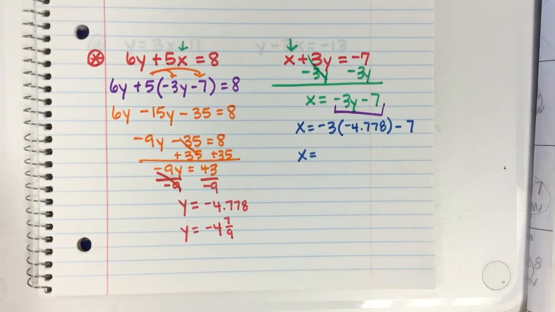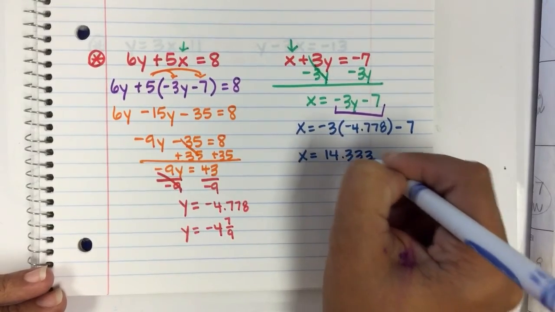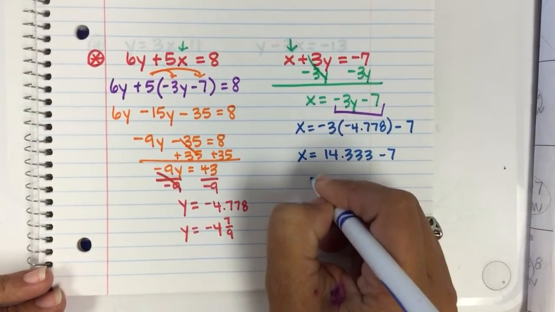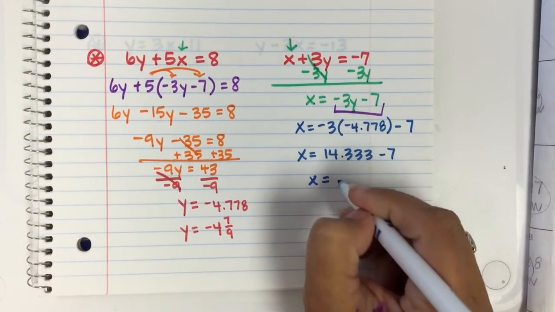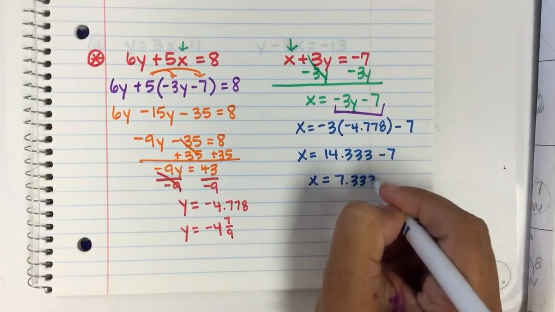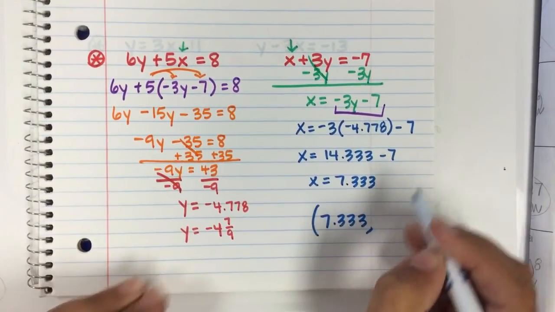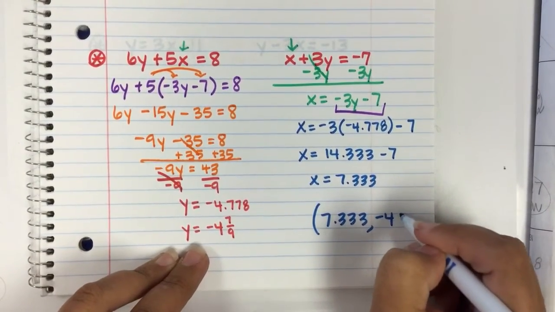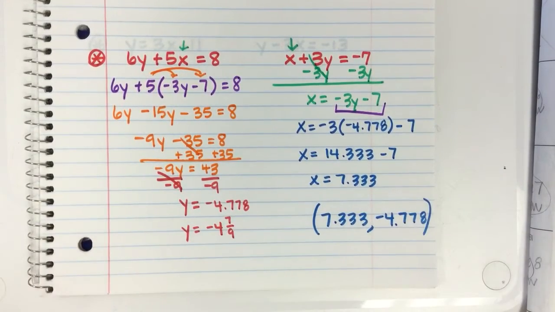So times negative 3 is 14.333 minus 7, which is going to be 7.333. So that's 7.333, negative 4.778. And in MathXL, it'll tell you if it wants it as a fraction or a decimal. So you'll know how to enter your answers in MathXL.